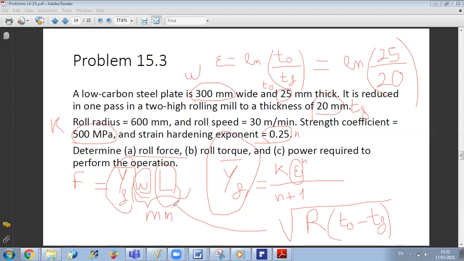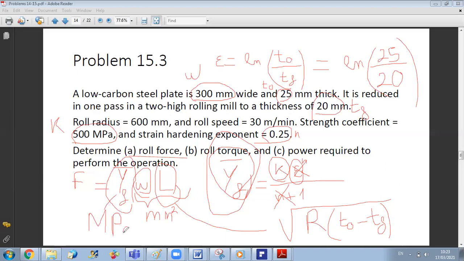And what is the unit of the average flow stress? The average flow stress is K epsilon to the power n over n plus 1. Epsilon does not have unit, n does not have unit. So the unit of K is equal to the unit of the average flow stress. And since K is provided in megapascal, the average flow stress will be in megapascal.